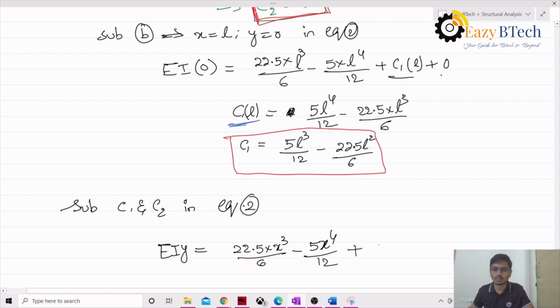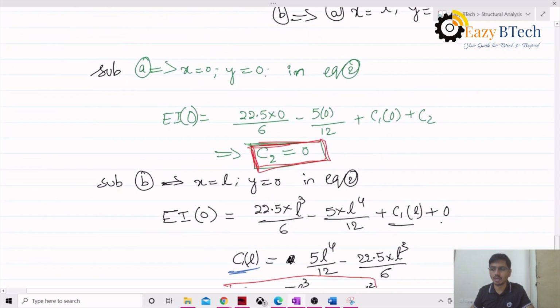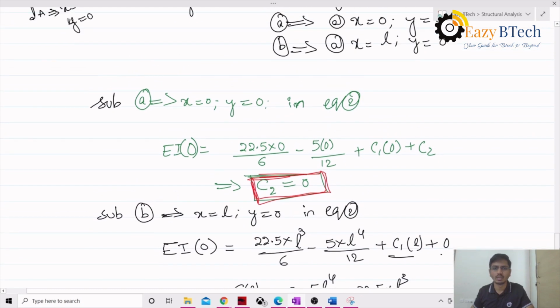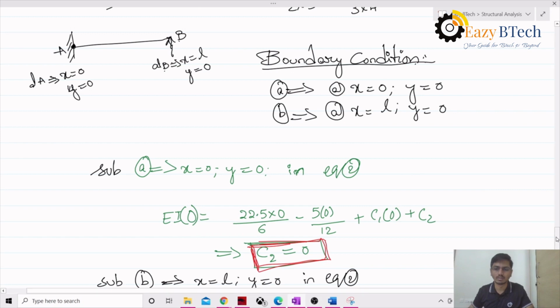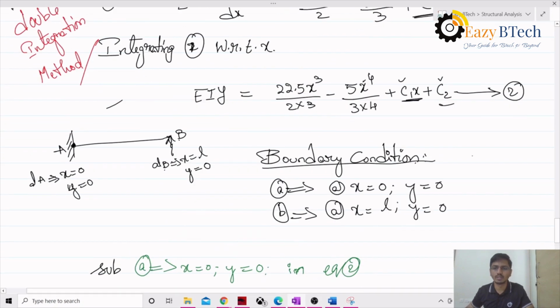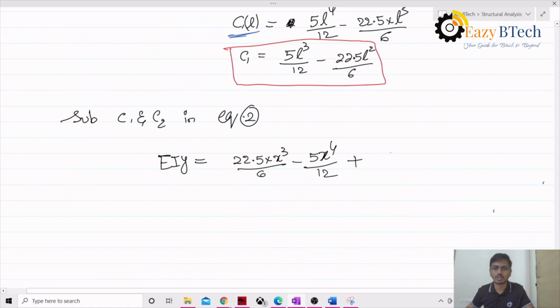Sorry, this is in x, not here. So it is C1 into x, that is what equation 1. It is C1 into x. So we'll substitute the C1 value, 5 L cubed by 2 minus 22.5 L squared by 6, into x. Now this is the equation. From this equation we can directly calculate the deflection.